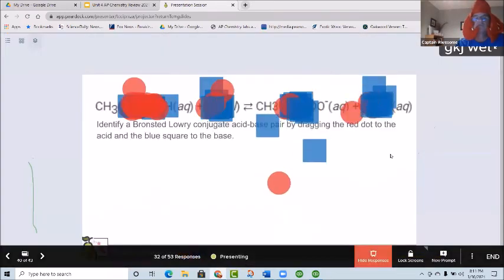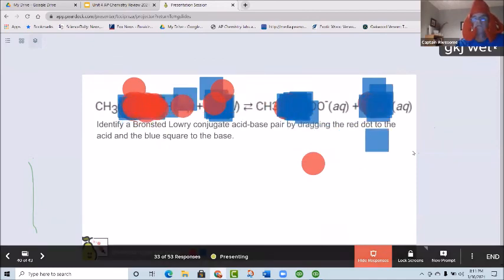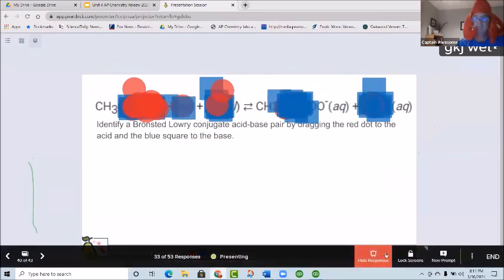Let's see what y'all are putting. You're going a little bit of everywhere. That's good, but you'd have to have a red thing on one side of the equation, the blue thing on the other, because they occur in pairs, right?